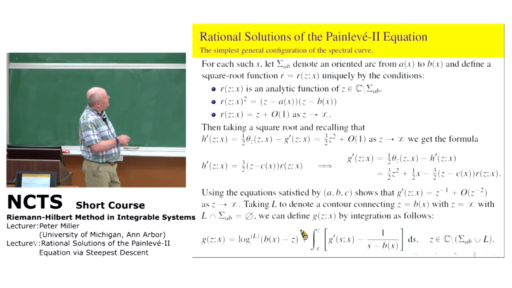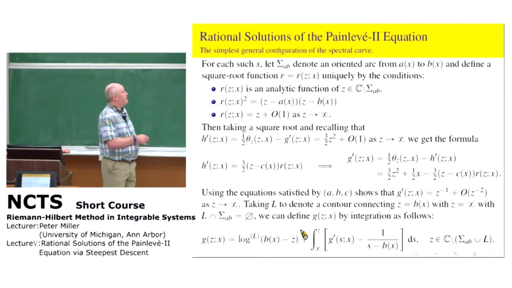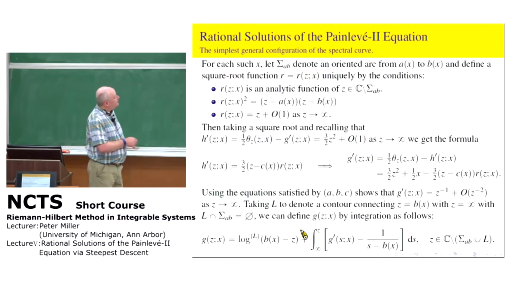So h prime of z, x is exactly 3/2 (z minus c of x) times this square root function. That's it, okay? It's an elementary formula. And then from h prime, we get g prime by putting in this 1/2 theta prime, like that, and subtracting the h prime. So this is the formula for g prime.